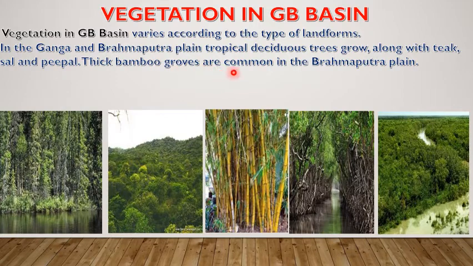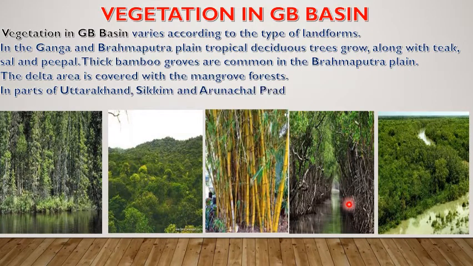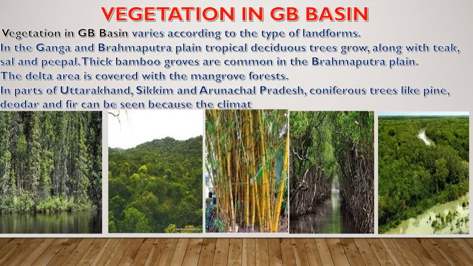Thick bamboo groves are common here in the Brahmaputra plain, and the delta area is covered with mangrove forest. This is the mangrove forest that is found. Sundari is a famous tree found here. In parts of Uttarakhand, Sikkim and Arunachal Pradesh, coniferous trees like pine, deodar and fir can be seen because the climate is cool and the slopes are steep here.